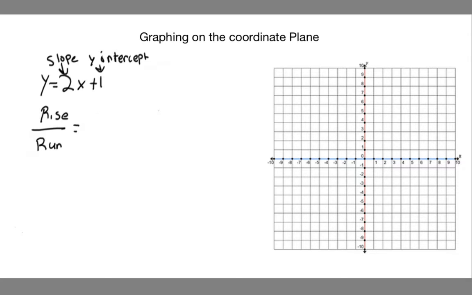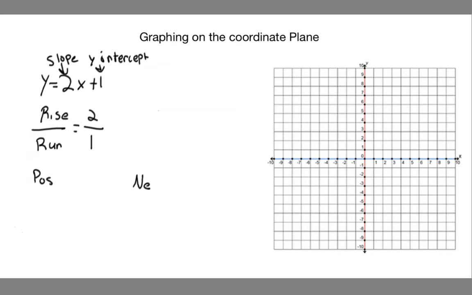So if we look over here, we see rise over run equals, and we have a slope of 2, and 2 can also be written as 2 over 1, right? Another important thing to know about slope is there are two types of slopes. You could either have a positive slope or a negative slope.